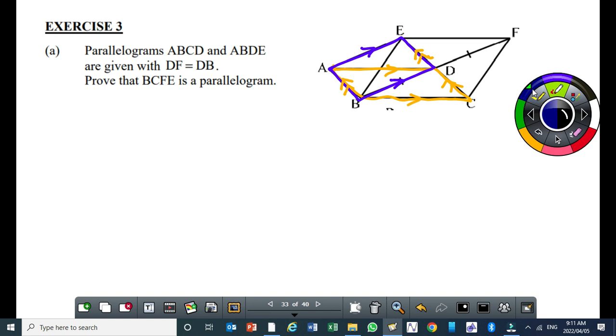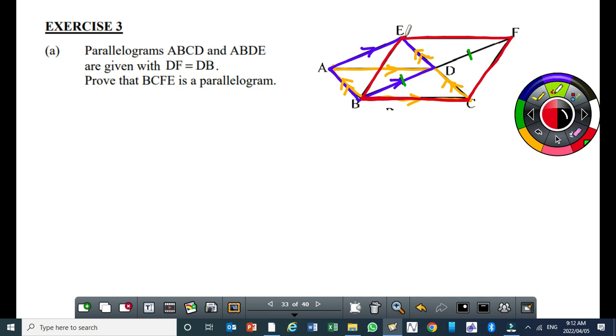Okay? So, and we are also given that DF is equal to DB. So DF is indicated there. DF is equal to DB. So we are supposed to prove that BCFE. So let me highlight that. BCFE. So that whole shape there. We need to prove that it's a parm. That whole shape. Okay? We need to prove that that whole shape is parm.